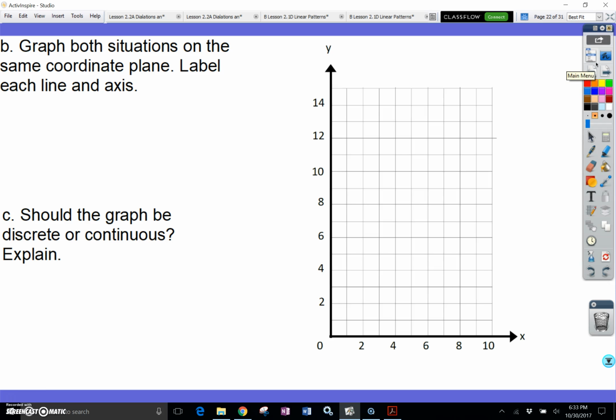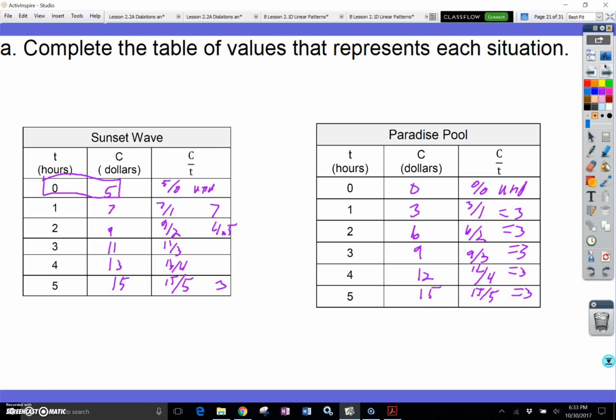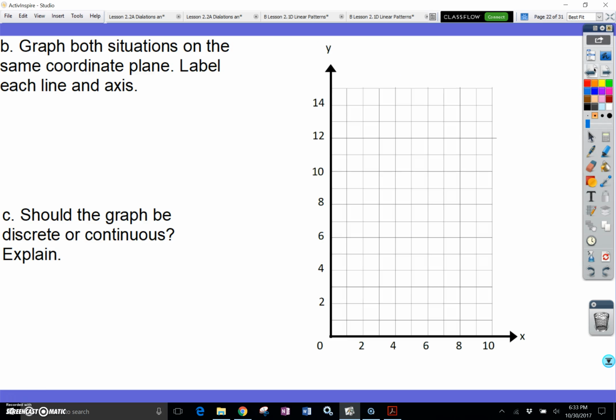So it says graph both situations. Should the graphs be discrete or continuous? The first pool, I forgot what they're called. What is it called? Sunset Waves will do in purple. So Sunset Waves charges me $5 to get in. Then every additional hour, it charges me $2. So up 2 over 1, up 2 over 1, up 2 over 1.